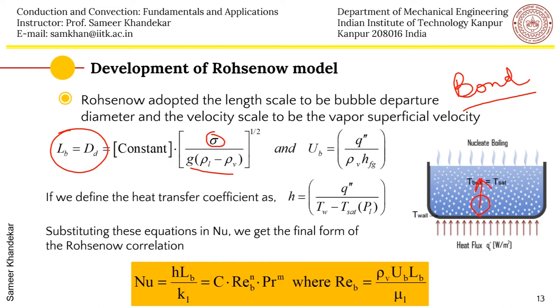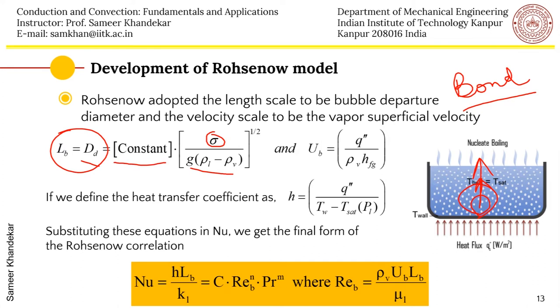So this departure diameter was taken as the length scale in the Rosenau model, and as you can see from the definition of Bond number, we can write the departure diameter as the square root of sigma upon g delta rho, with a constant multiplied here. This constant is there because, as I said in the last class, the contact angle is not really known. When the surface is hydrophobic, the surface forces are low. When it is hydrophilic, the surface forces are high, and therefore some constant needs to be multiplied here so as to get the proper length scale.